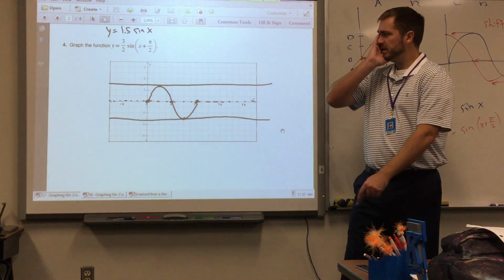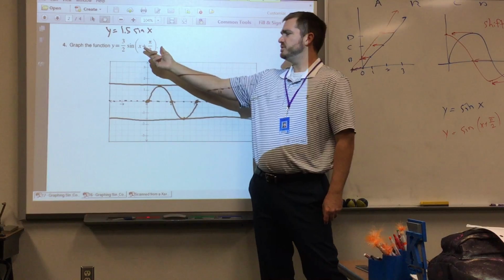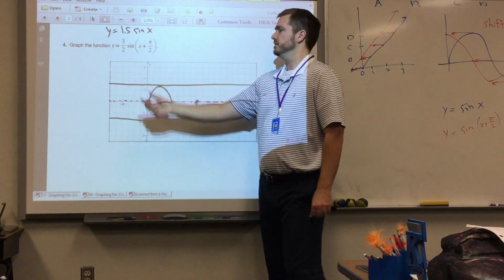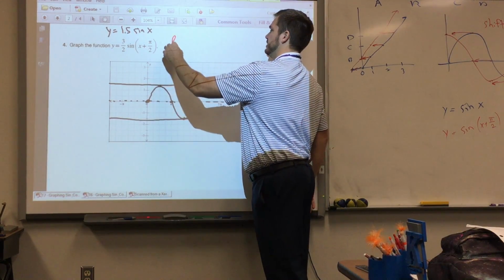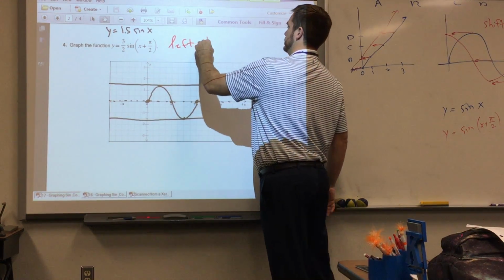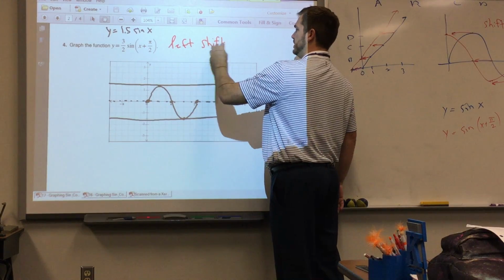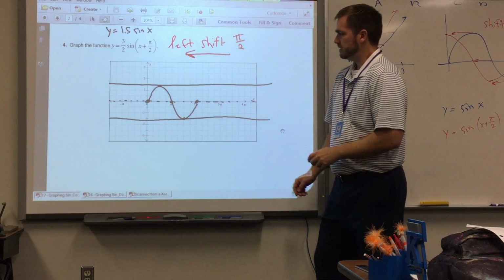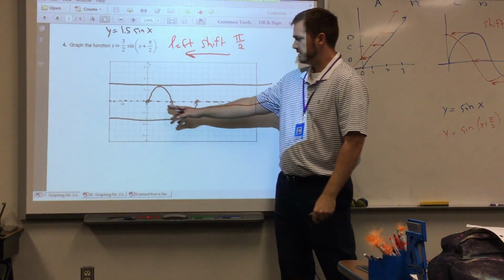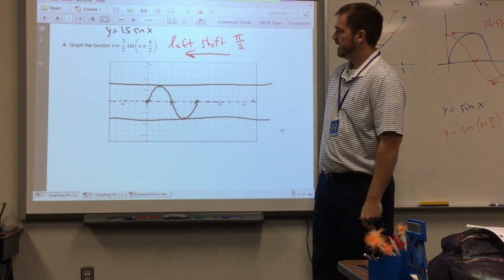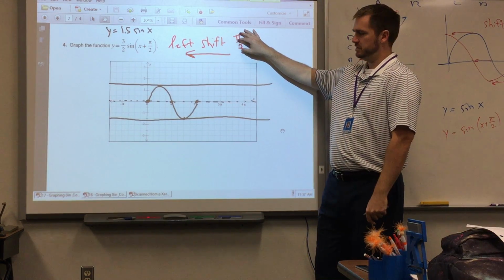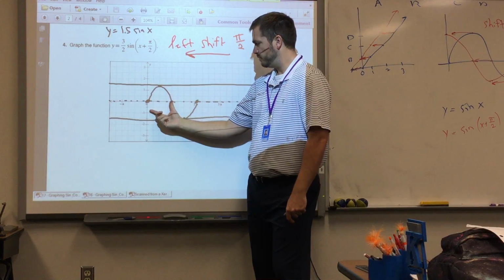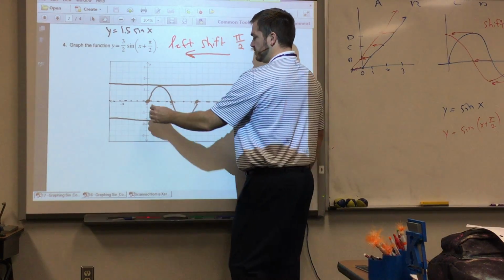Now, somebody else tell me. We have x plus pi over 2 on the inside. Is that going to be a left shift or a right shift? You are correct. Left shift pi over 2. So looking here at our tick marks, how many tick marks is pi over 2 going to be? Should be 2 tick marks. There's 4 of them that are pi, so yep, everything's getting shifted over 2 boxes.